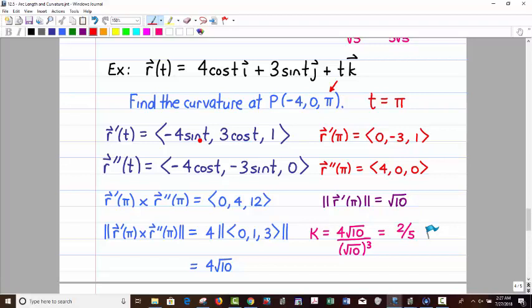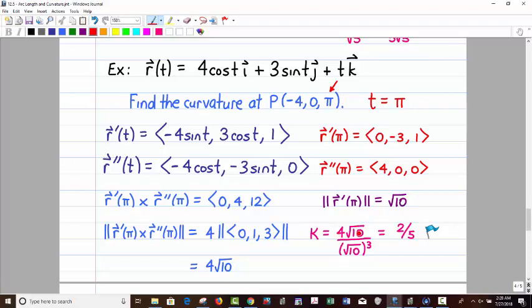The second derivative would be -4 cos t, -3 sine t, and then 0. And you put pi in there, you're going to get 4, 0, 0. And if you do a cross product, r prime of pi crossed with r double prime of pi, you're going to get 0, 4, 12. And the magnitude of r prime of pi, which we need for the denominator of our formula, is 0, -3, 1. So the magnitude would be the square root of 10. And I just happened to pull out a common 4 here. We've done that with magnitudes before. It's not wrong if you don't, but I pulled the 4 out and then took the magnitude of 0, 1, and 3, which happens to also be the square root of 10.